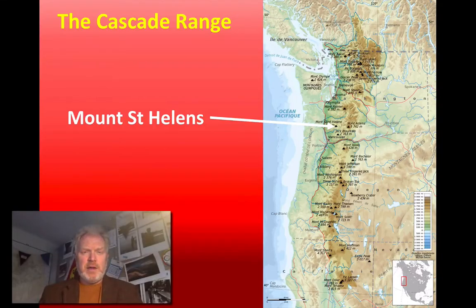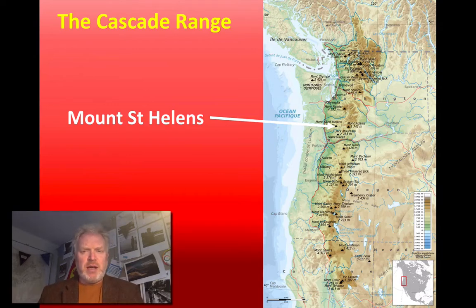Hi, this lesson continues on from where we left off last time, when we were looking at the events surrounding the 1980 eruption of Mount St Helens. What I want to do this time is put Mount St Helens and the risk that it poses into a regional context. You can see from this map that Mount St Helens is part of a chain of mountains called the Cascade Range. This is in the far northwest of the US.